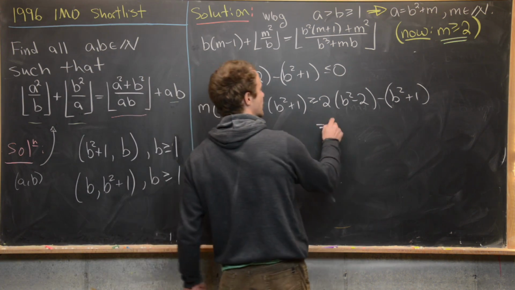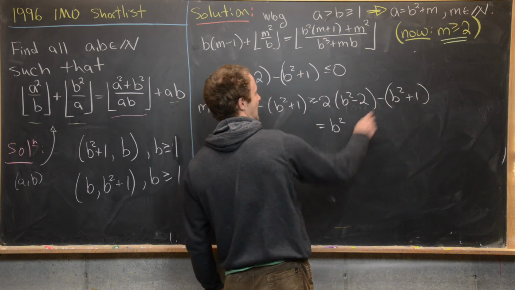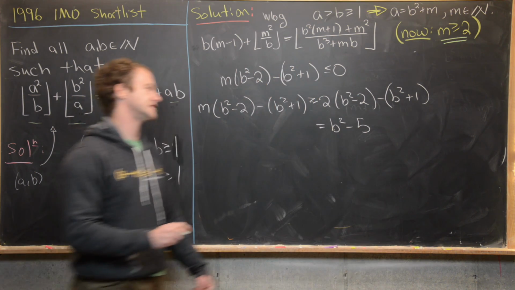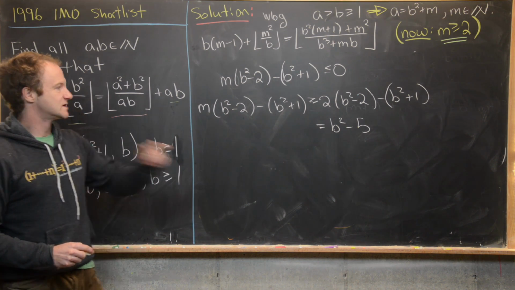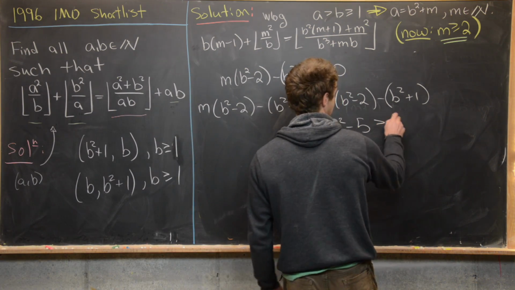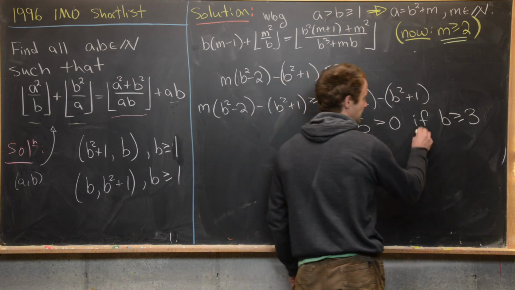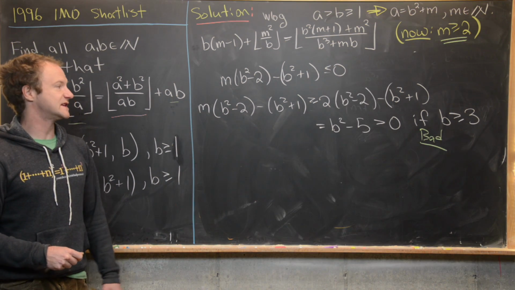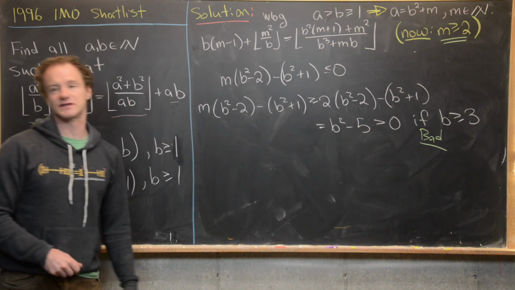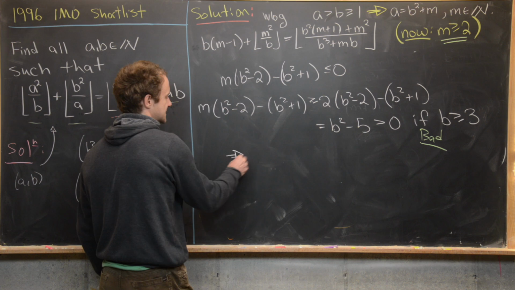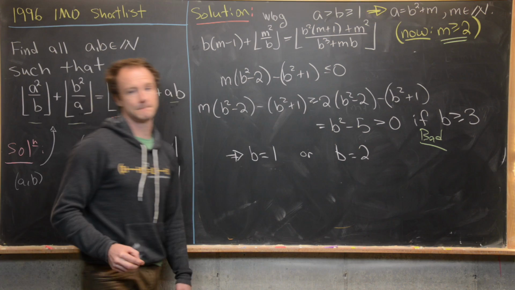But now we can notice that that's 2b squared minus b squared, b squared. So minus 4 minus 1, so that's going to be b squared minus 5. Okay, but notice that this is bigger than 0 if b is bigger than or equal to 3. But that would be bad for our case. We don't want this thing to be bigger than 0 because we want this whole quantity right here to be less than or equal to 0. So what that tells us is that b equals 1 or b equals 2.